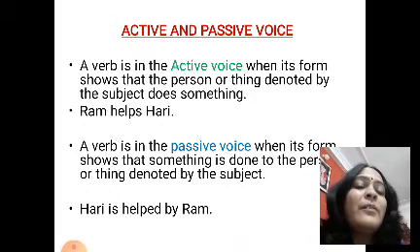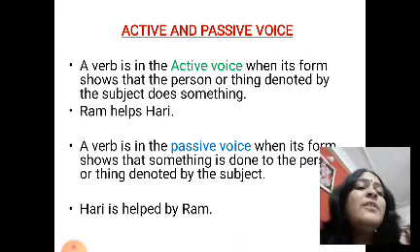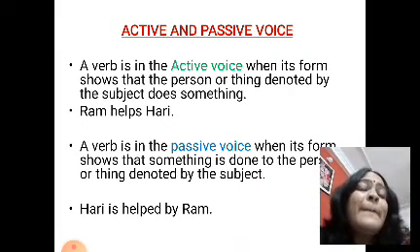What we are watching here is that Hari is the object here. So that becomes the subject in the passive voice, and helps is in the present tense. So with Hari we are using is plus V3. V3 means the third form of the verb: is helped by Ram. When the subject does something, that is active voice, and when something is done to the subject, that is passive voice. So Ram helps Hari is active voice, and Hari is helped by Ram is passive voice.